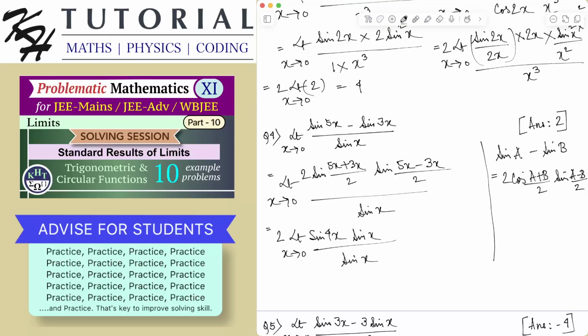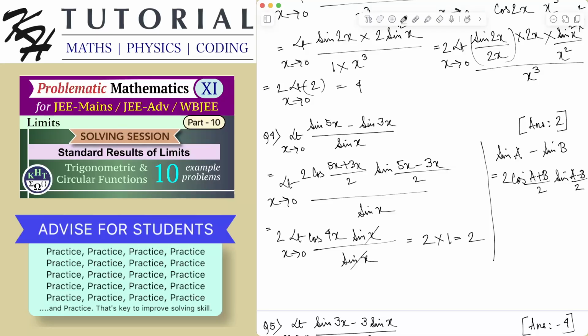So this will be cos. Okay, so sin x cancels out. This is 2 times limit x tending to 0 of cos 4x. Now limit x tending to 0 of cos 4x is 1. So this is 2 into 1, which is equal to 2.